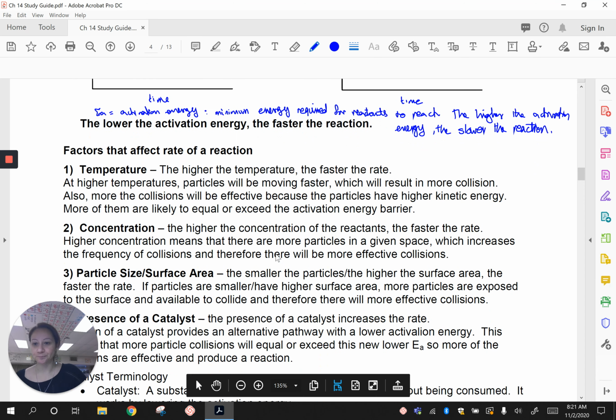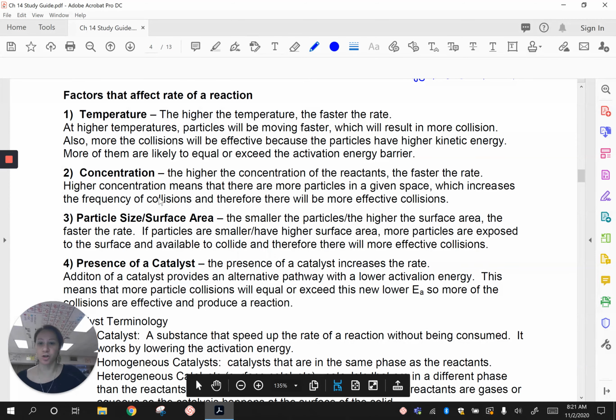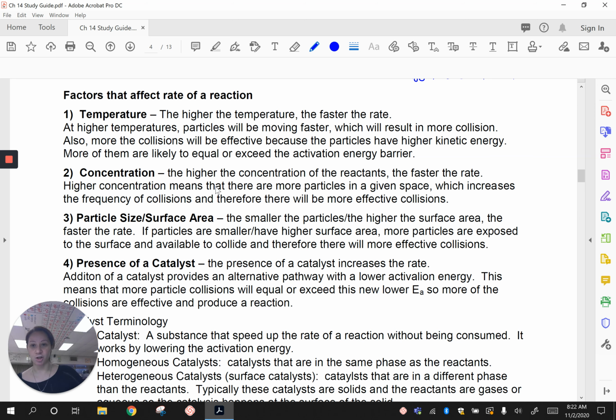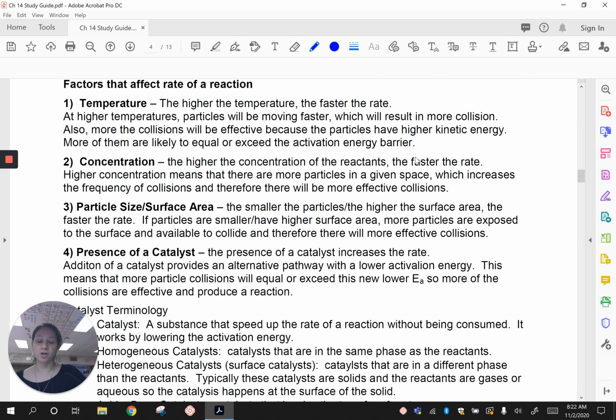Next is concentration. So usually the higher the concentration of the reactants, the higher the speed of the reaction as well. The higher the concentration, the faster the rate. The reason is because if you have the same volume, but you have more particles in the same volume, then they're going to collide more. And so if you have more collisions, then you're probably going to have more effective collisions and it's going to happen faster.